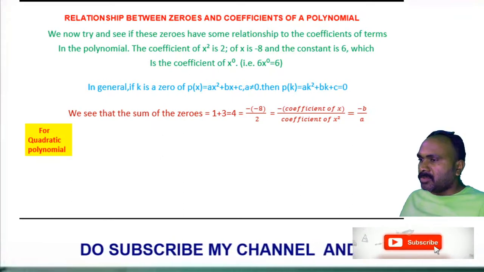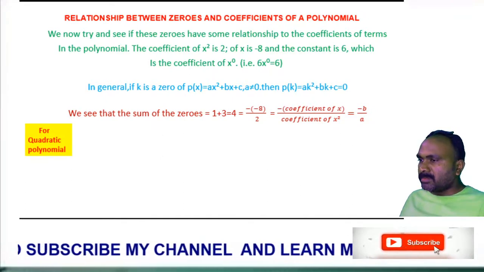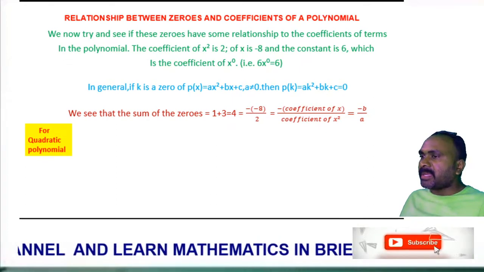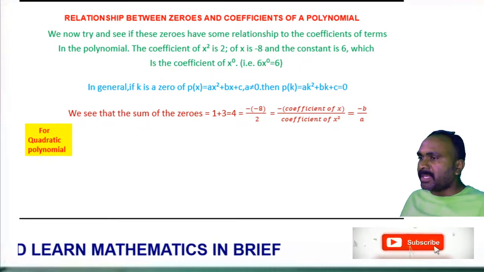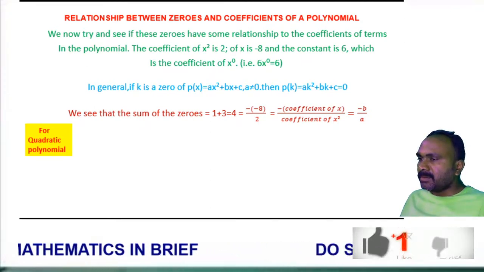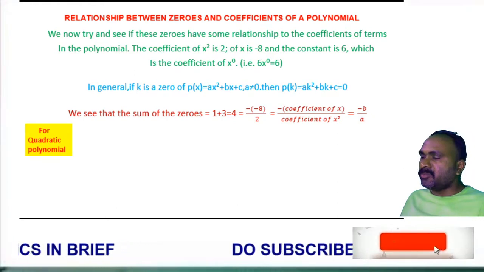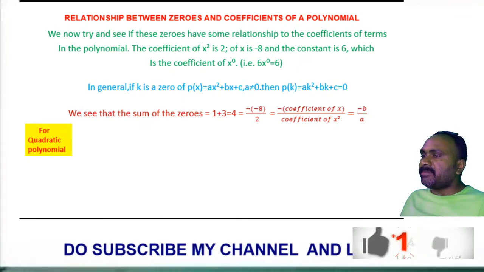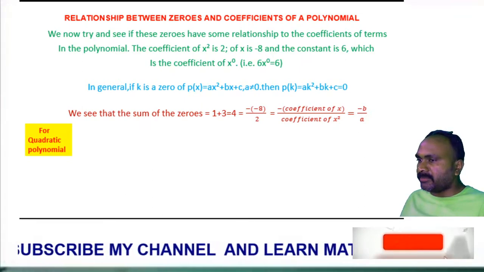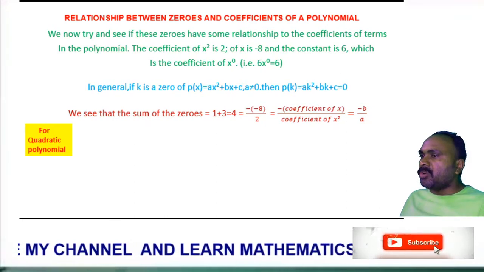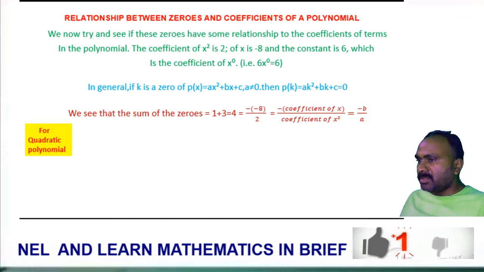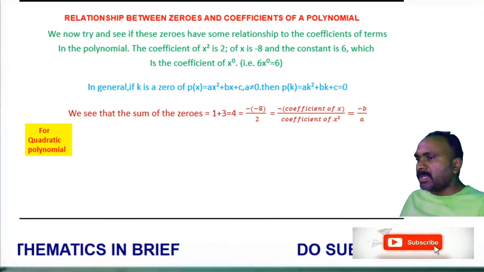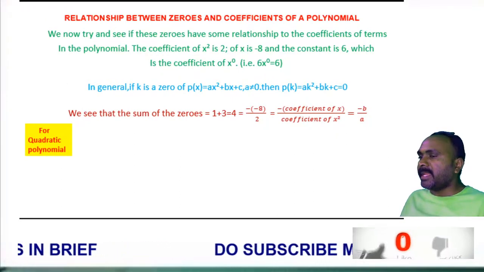So here 4 is the sum of zeros. So 4 can be written as minus of minus 8 by 2, comparing with the coefficients. Minus of minus 8 by 2 is equal to 4. Here minus 8 is the coefficient of x, so minus coefficient of x, and 2 is the coefficient of x square. From ax square plus bx plus c, coefficient of x means b and coefficient of x square means a. So minus b by a.